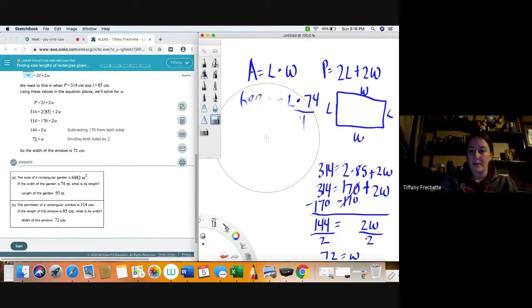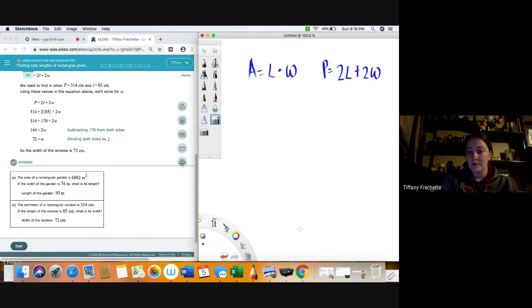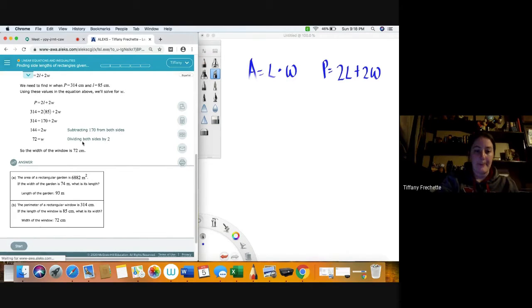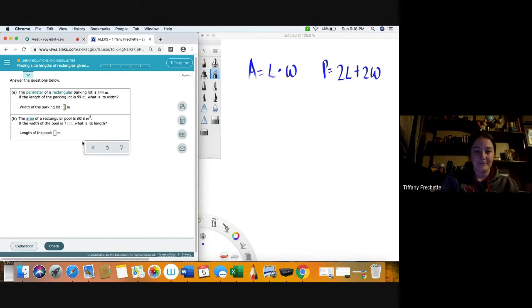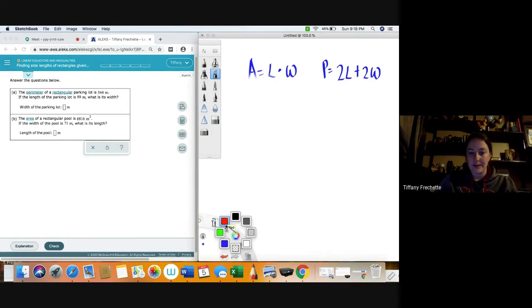All right, so let's go ahead and try this out. I'll write this in red just so it's a different color here. So it says for part A, the perimeter of a rectangle parking lot is 344 meters. The length of the parking lot is 99 meters.